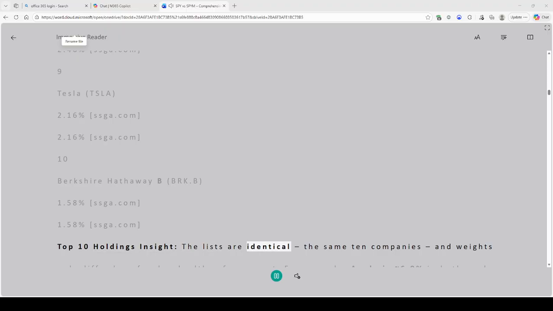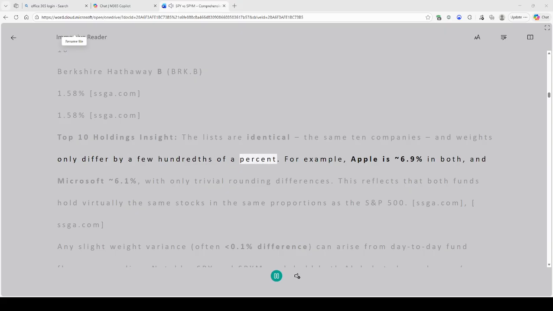The lists are identical, the same 10 companies, and weights only differ by a few hundredths of a percent. For example, Apple is 6.9% in both, and Microsoft 6.1%, with only trivial rounding differences. This reflects that both funds hold virtually the same stocks in the same proportions as the S&P 500.